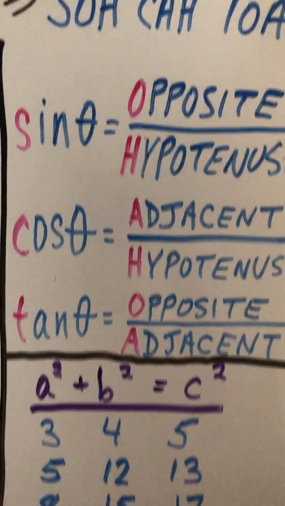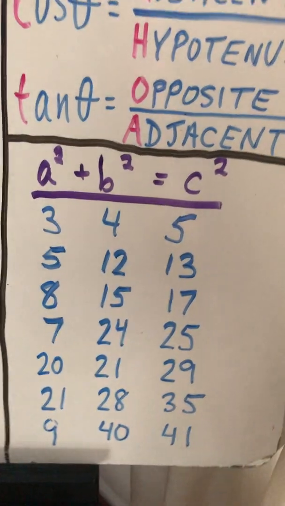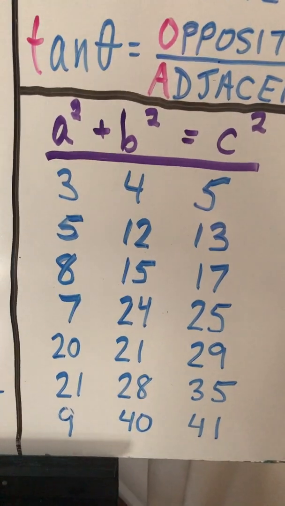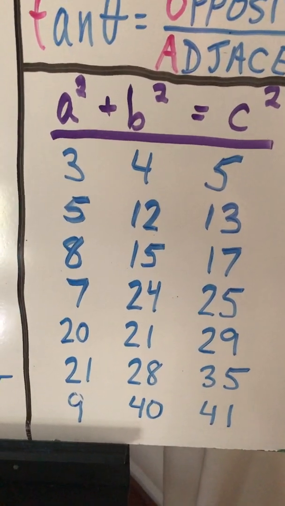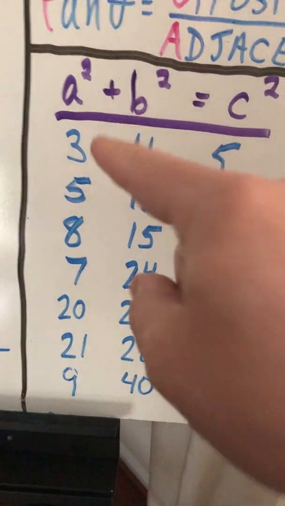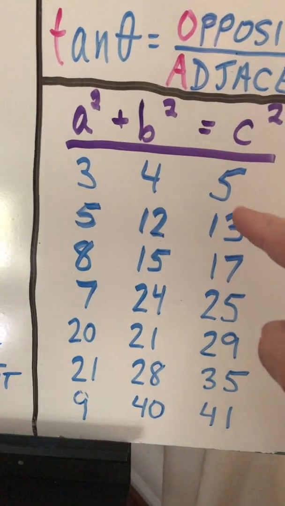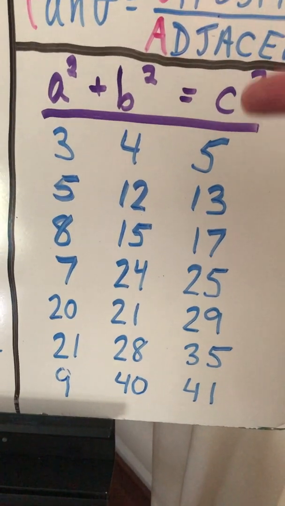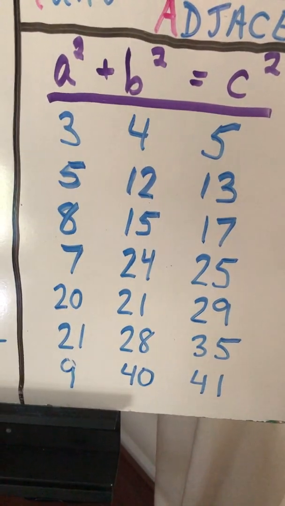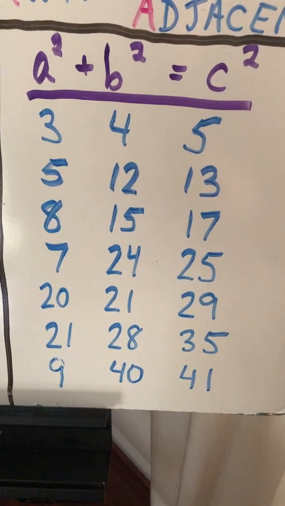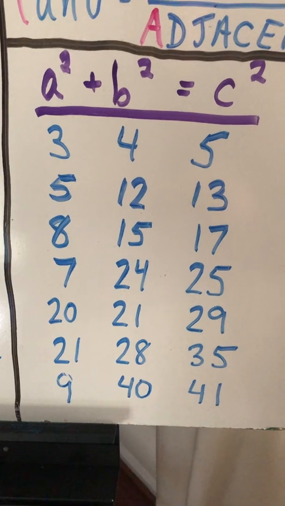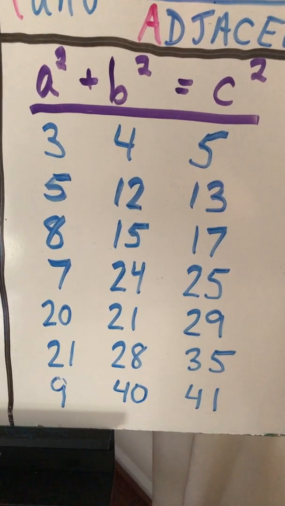Now, I'm going to ask you to please write this down somewhere. Here are some what we call Pythagorean triples. Because, for example, 3 squared plus 4 squared equals 5 squared. 5 squared plus 12 squared equals 13 squared. Just please write these down. Press pause right now. Write these down for yourself, and I will tell you why in a little bit.